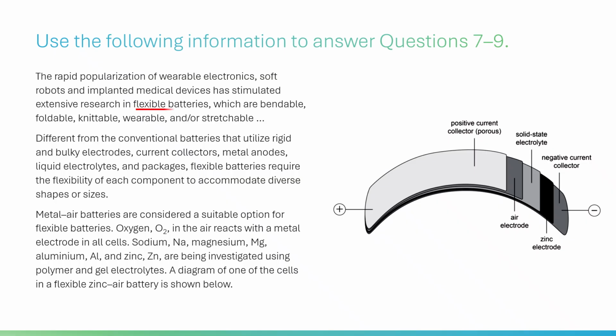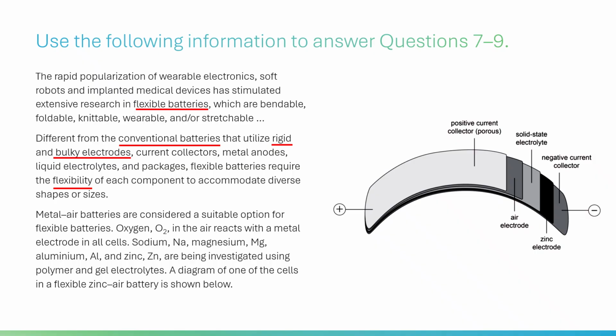The rapid popularization of wearable electronics, soft robots and implanted medical devices has stimulated extensive research in flexible batteries, which are bendable, foldable, knittable, wearable, and/or stretchable. Different from the conventional batteries that utilize rigid and bulky electrodes, current collectors, metal anodes, liquid electrolytes, and packages, flexible batteries require the flexibility of each component to accommodate diverse shapes or sizes.